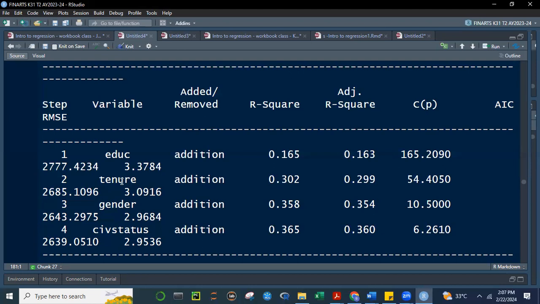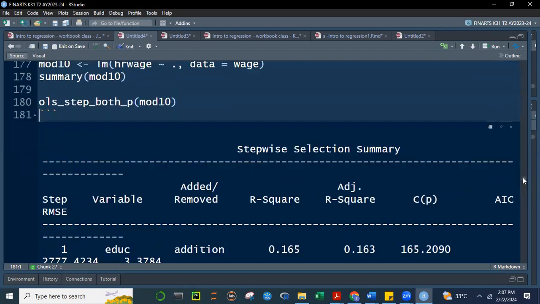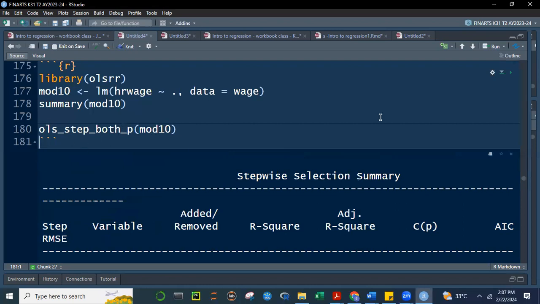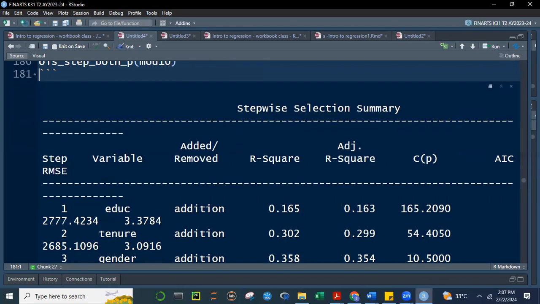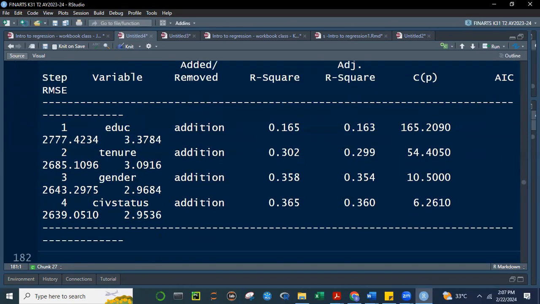And then next, pinasok si tenure. So ito class, although ang nakalagay dito both ways, okay, it started with a forward. Pinasok niya muna si education, tapos pinasok si tenure, no? Nung pinasok si tenure, ano nangyari? Nag-improve yung R squared, adjusted R squared. Okay, nag-improve yung CP class. Okay, this is yung Mallows CP, the lower the better.